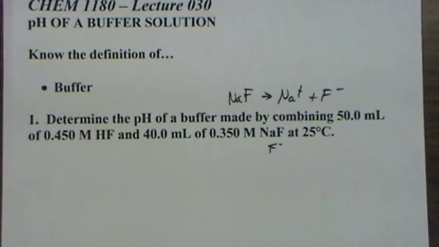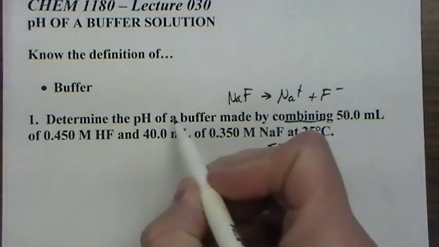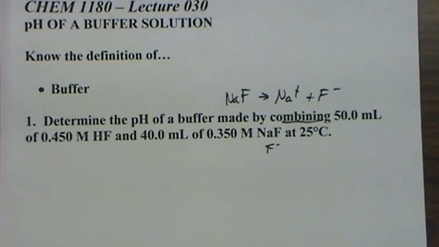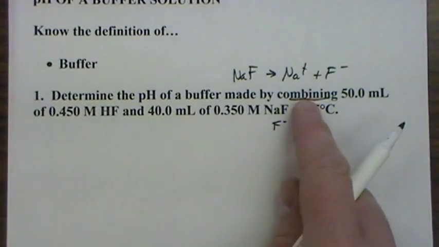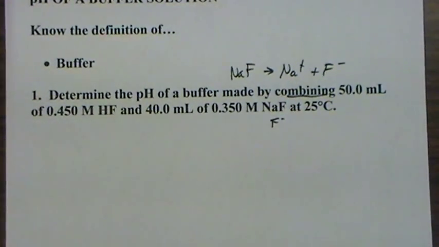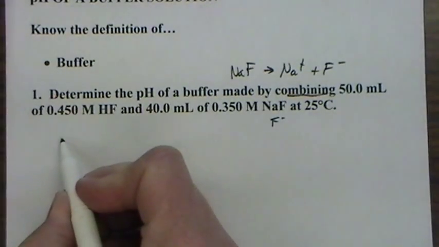But since we're combining things, we're mixing them together, if you mix, then you have to convert to moles. You have to do that because by mixing two solutions together, you're changing the concentrations of both. So we're going to convert to moles and then divide by the new volume. So anytime there's any mixing involved, either they'll say combining or mixing or titrating, you're going to have to convert to moles.